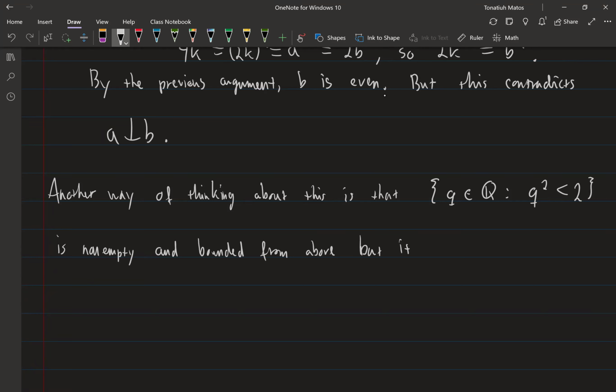But it has no, it has no supremum. So this is something that we will cover in more detail as we construct the real numbers, right? No supremum, that is, the supremum is the lowest upper bound, right? So the rationals have like a bunch of holes in them.